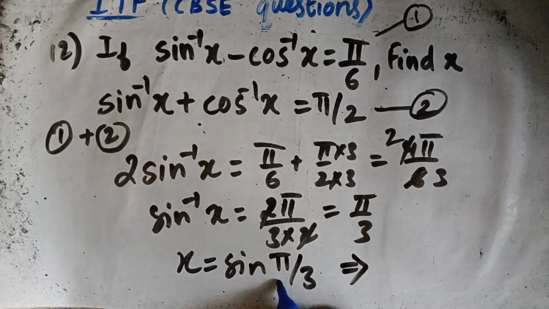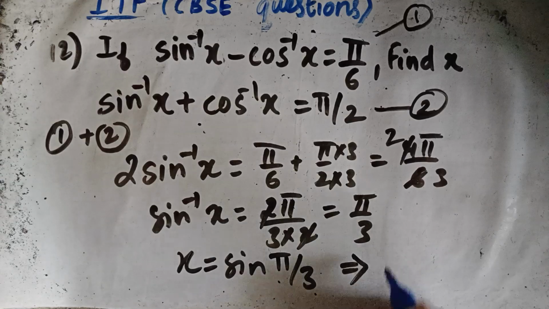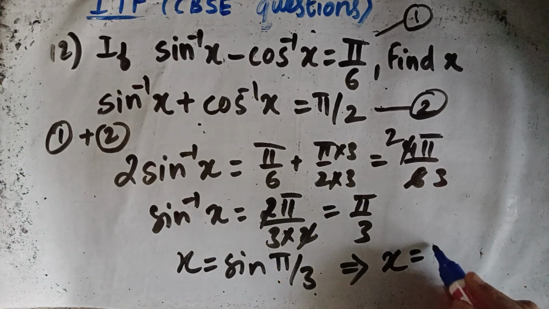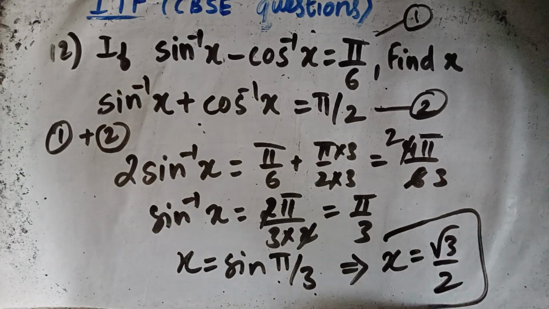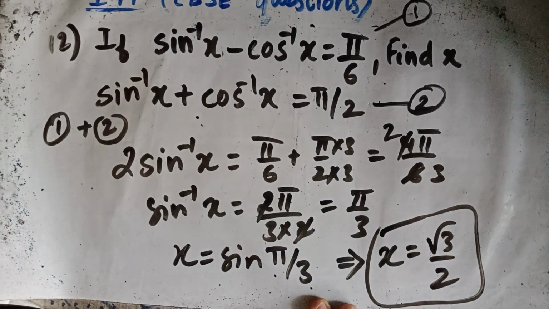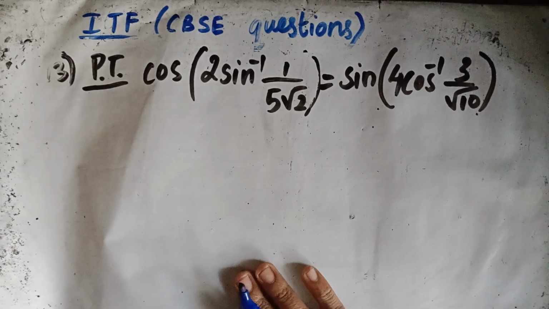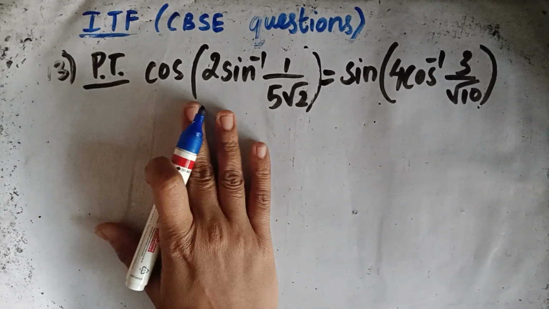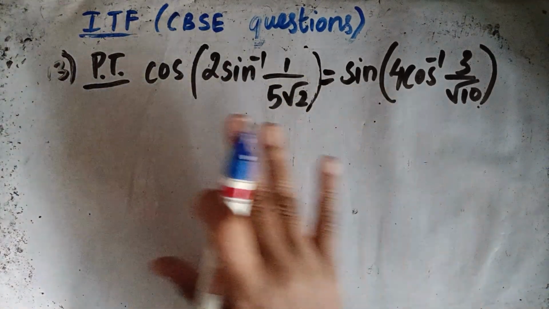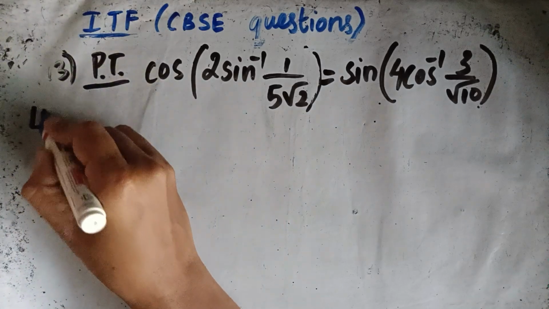Okay. This is nothing but 60. Sine of 60 is what? Root 3 by 2. So this is the value of x. Let's solve this. So we have to prove this left hand side equal to right hand side. So starting with left hand side.